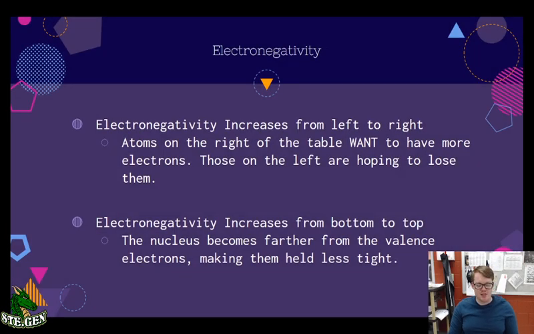So electronegativity is going to increase from left to right. So as you go to the side, that means that all of the things on the right-hand side, like fluorine, chlorine, bromine, and iodine, all of those guys want to have more electrons, and those that are on the left are hoping to lose them.